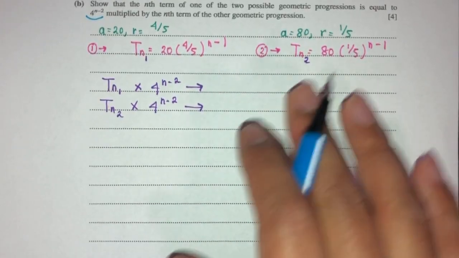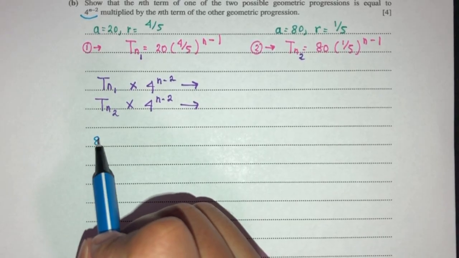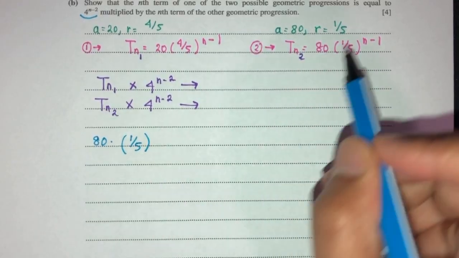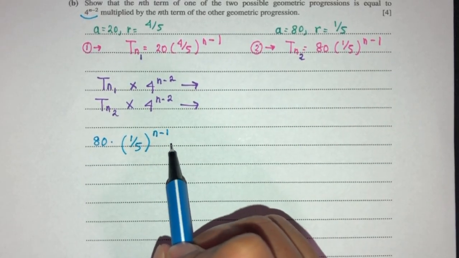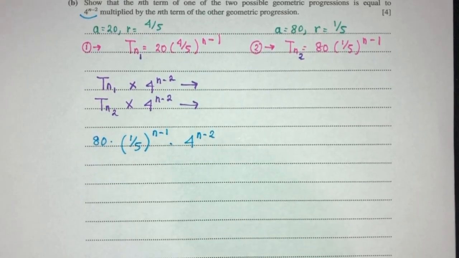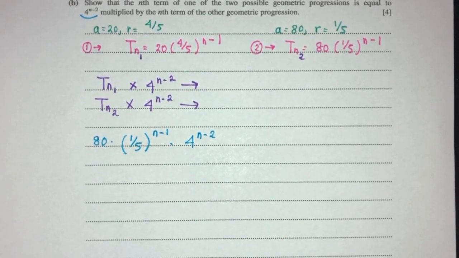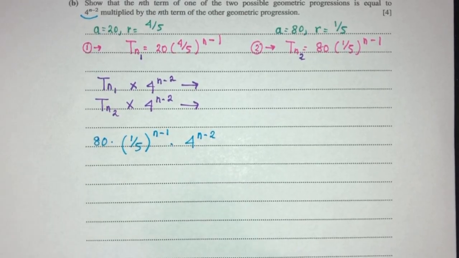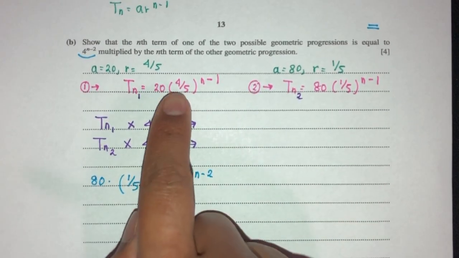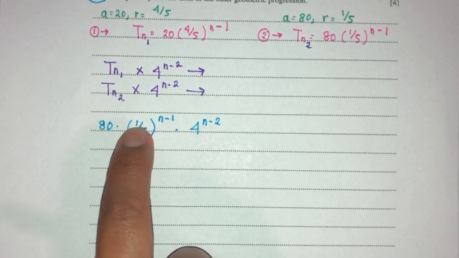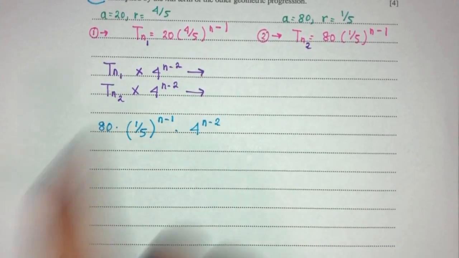Let's see what happens. My instinct, let me go with this one. That will be 80, that will be 1 over 5 to the n minus 1, times 4 to the n minus 2. Now, this is just indices. We have to know how to play around with that and change it into what we need. I can see here it is 4 over 5. We have 5 already, but we need to change that into 4 and then power n minus 1.